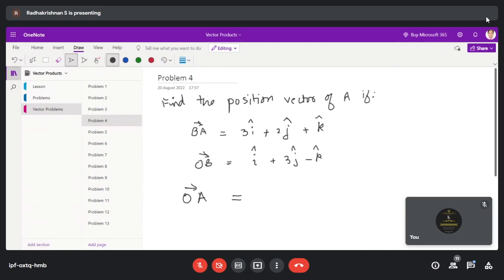So we can simply say OA equals OB plus BA, right? OB plus BA is OA. That's all. So this is the property of two vectors. You draw from O to B and then from B to A, that becomes O to A. So you simply add the two. That's all.